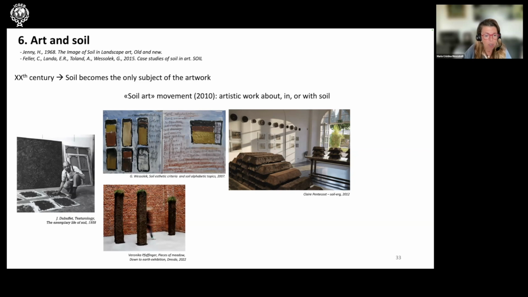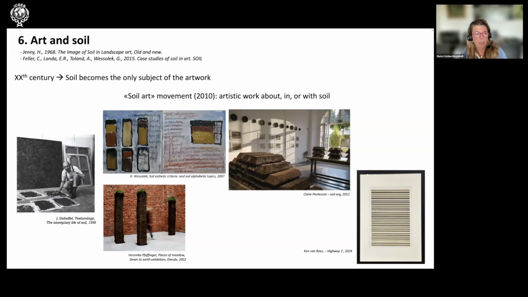What about this installation in an exhibition held in Dresden, where we are invited to see what is hidden under a square meter of meadow. So this is a column exposing a soil profile. And I want to finish this presentation of the 20th century examples of art with this painting produced by Ken van Rees, who is another soil scientist, who has collected soils along the transect beside highway number 2, which crosses Canada from north to south, just collecting soil and making these rubbings of the soils.